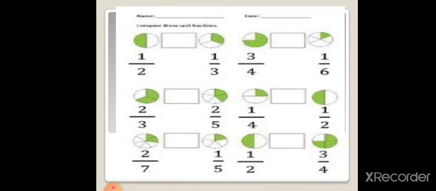You have here an exercise to answer. Okay, and we will check it together after you finish. You have 1 minute.